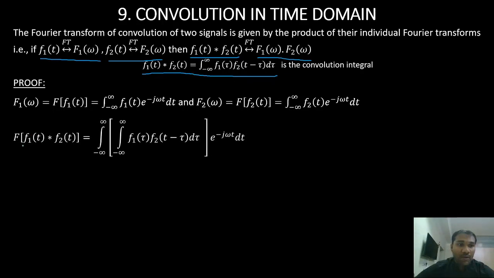Let us take the Fourier transform of the convoluted signal f1 of t convolved with f2 of t. Remember, to represent convolution we write an X mark surrounded by a circle. I did not find that representation, so I used this asterisk or star mark here. Generally we follow this notation: convolution f of t, f1 of t convolved with f2 of t. You can use this notation in general.